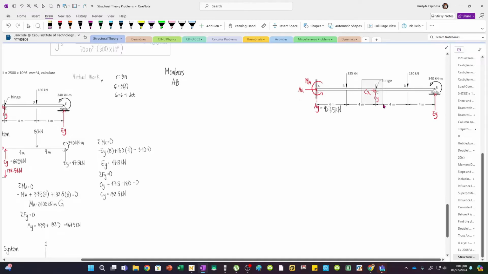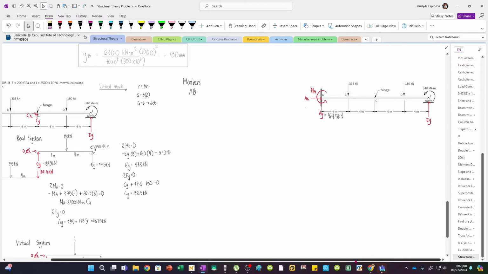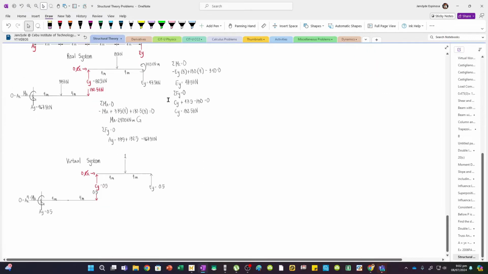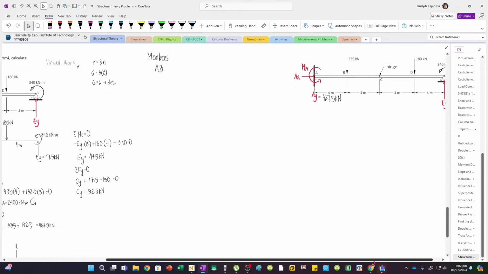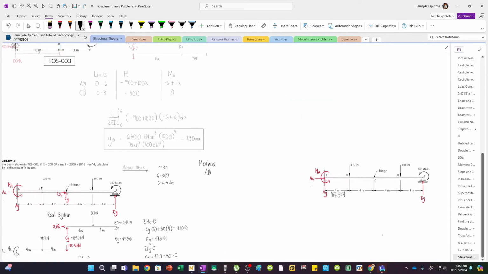Because that's an internal hinge. There's no external reaction there, only internal reactions. So just remove it. And then, what is EY? 47.5. That's what you write, 47.5.